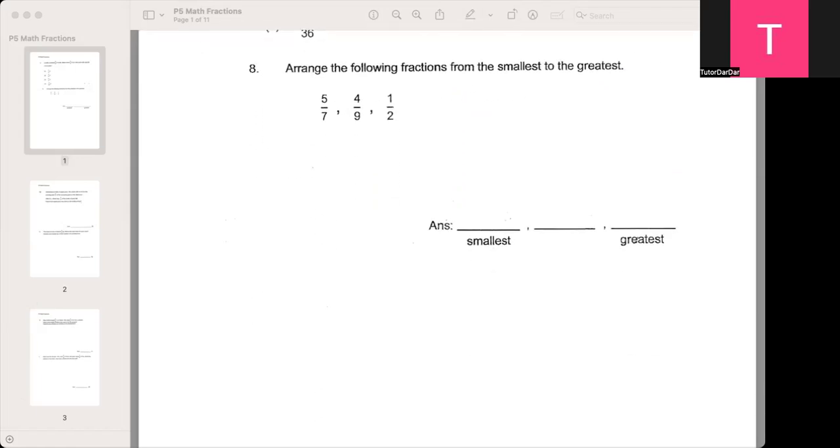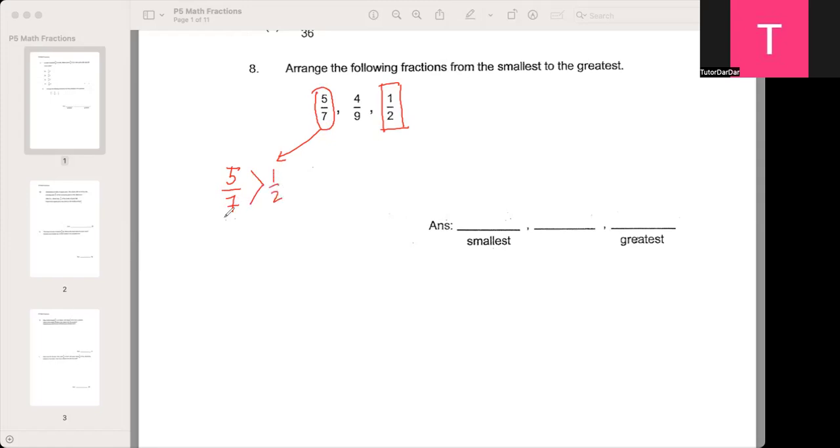Next, arrange the following fractions from the smallest to the greatest. So let's figure out which one is the smallest. For this case, half is in the middle. Okay, we have 5/7. We have to figure out if this 5/7 is more than half or less than half. 5/7 is greater than half.